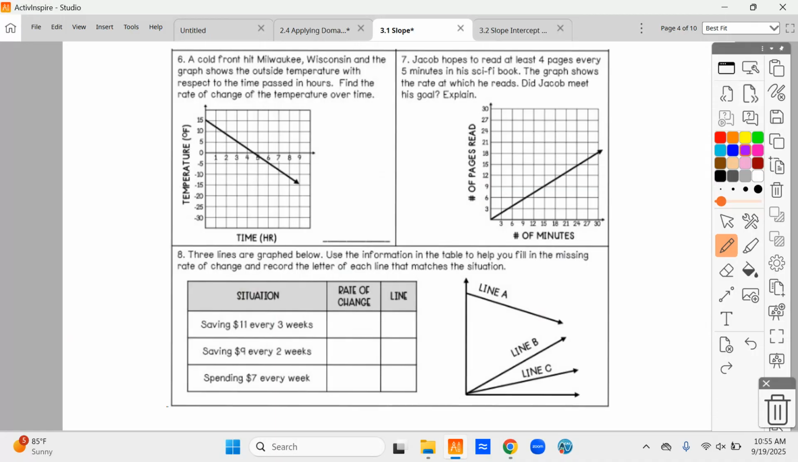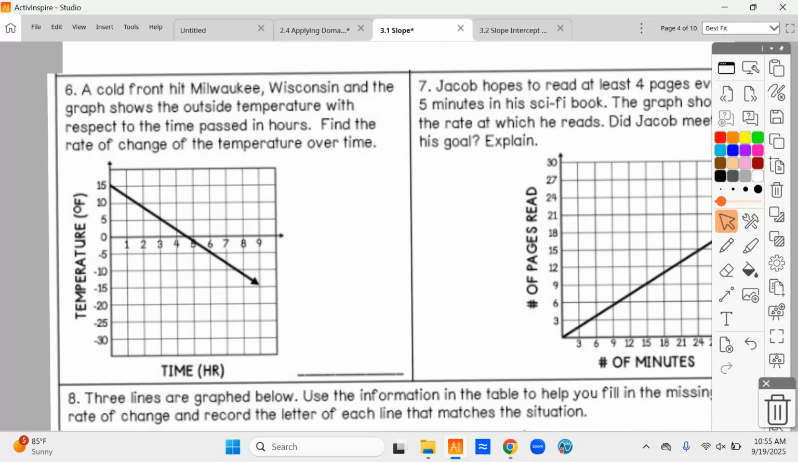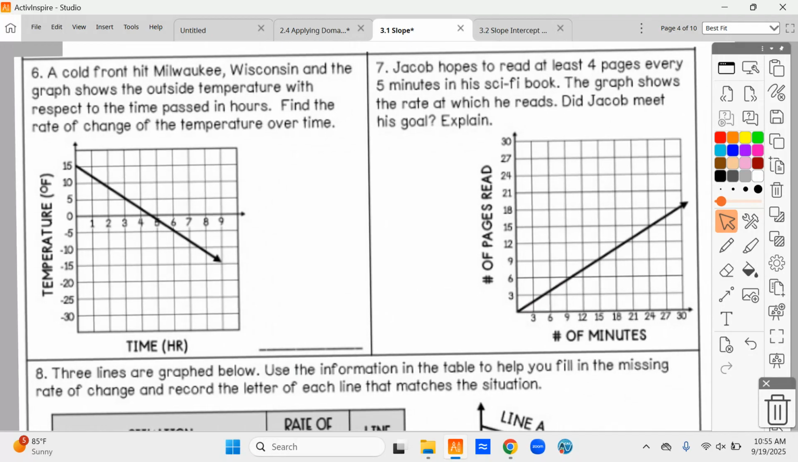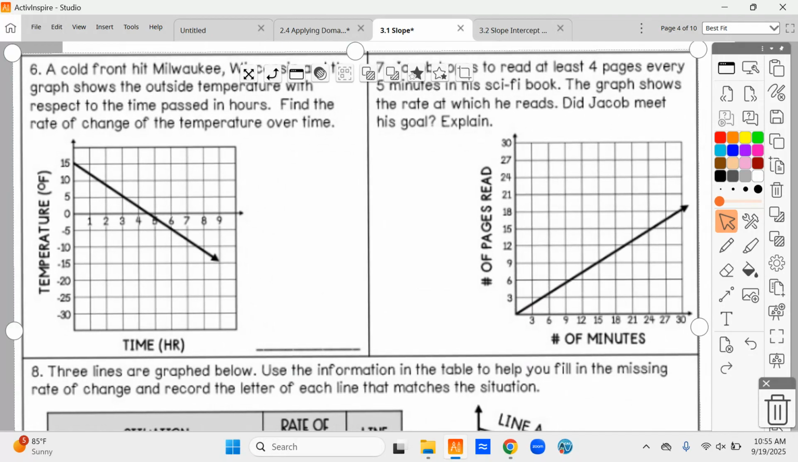Okay, a cold front hit Milwaukee, Wisconsin. I'm going to zoom in just a minute. And the graph shows the outside temperature with respect to the time passed in hours. Find the rate of change of temperature over time. Now, you're going to notice right now your brain should be thinking, this line looks a little bit different. It's going downhill. Therefore, I should have a negative slope. And you could put a little negative in your answer line just to remind you if you recognize that right away. You should also be checking your x and y axis.